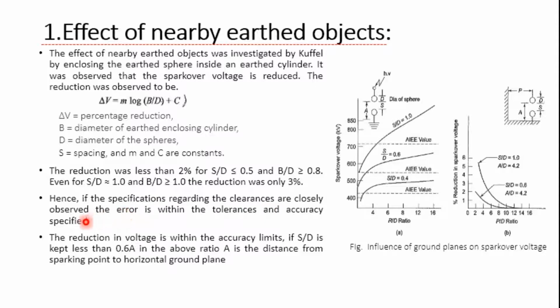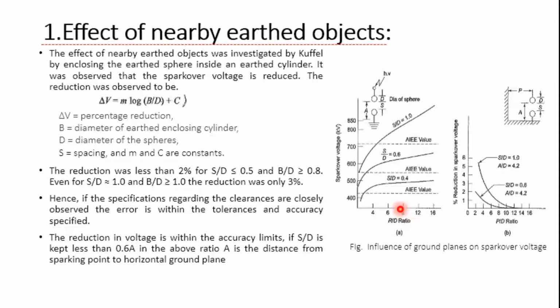And for the reduction in the voltage to stay within the accuracy limit, the spacing and the diameter should be kept less than 0.6 A, the clearance constant in the above ratio, where A is the distance from the sparking point to the horizontal ground. So this A and the B constant have to be taken into consideration. This is the earth object for the standard spheres.